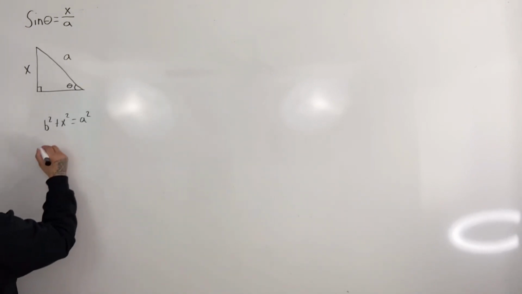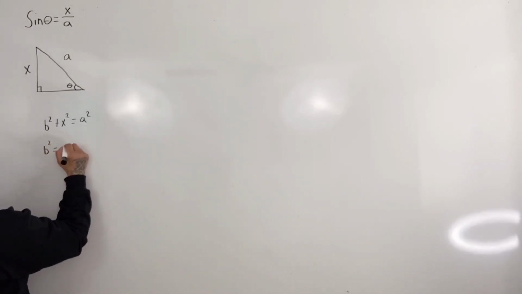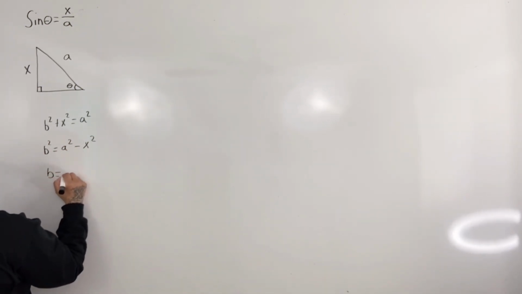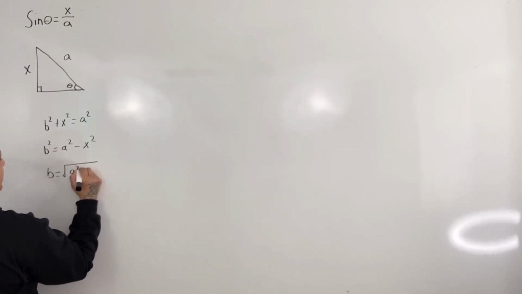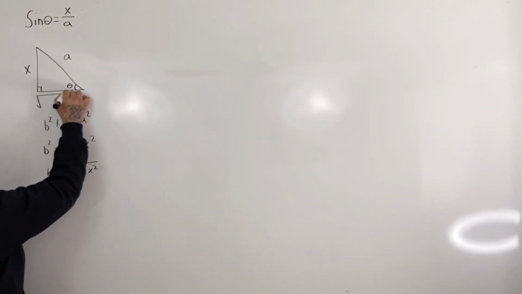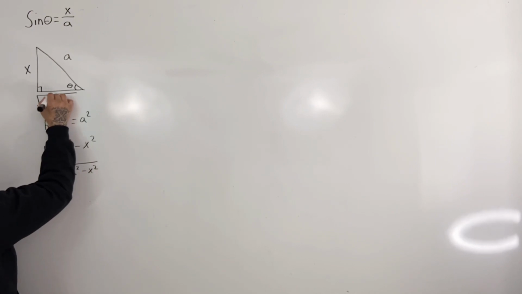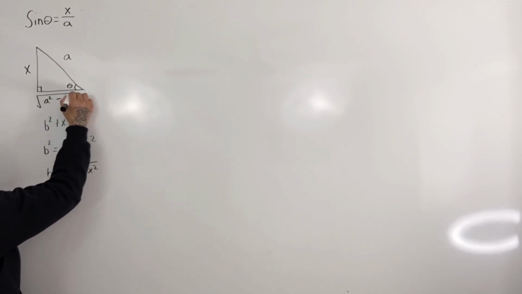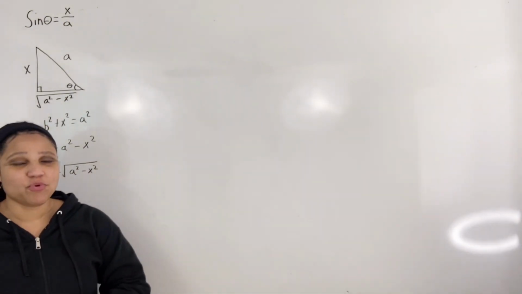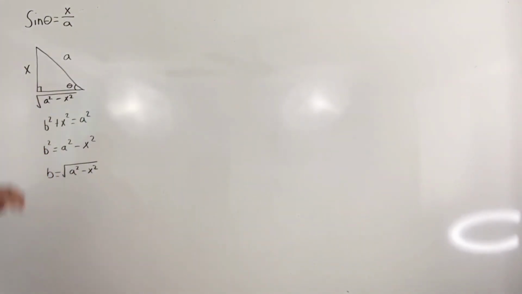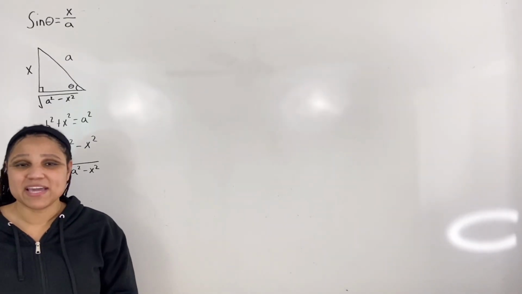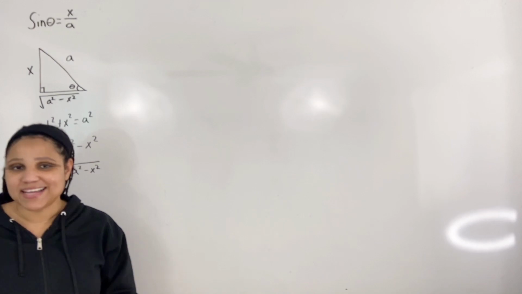So solving for b, we have that b squared is equal to a squared minus x squared. So b is equal to the square root of a squared minus x squared. So this side is going to equal the square root of a squared minus x squared. The side that we have solved for is your indicator for how to choose the sine equation and its associated triangle. Next, I want to go through the steps on how we make our substitution and rewrite the integrand.